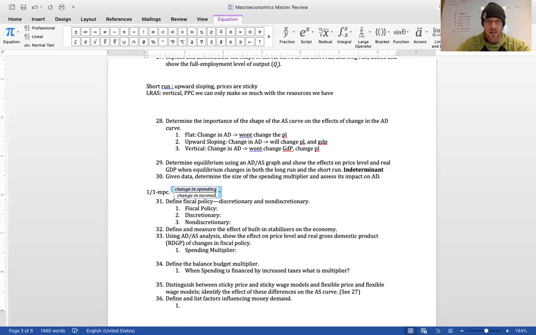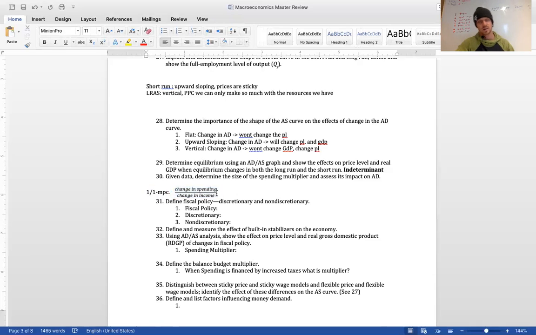Again, this will give you a percentage. You can only change your spending by up to the change in income. So let's pretend Trump's stimulus package was 1,000 instead of 1,200. Well, if everyone spent $800 of that 1,000, the MPC would be 80%. 1 minus 0.8 is 0.2. 1 divided by 0.2 is 5. That spending multiplier would be 5.